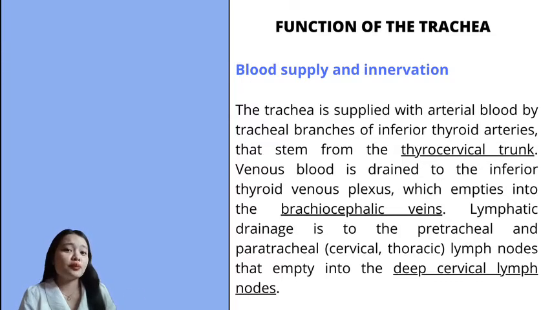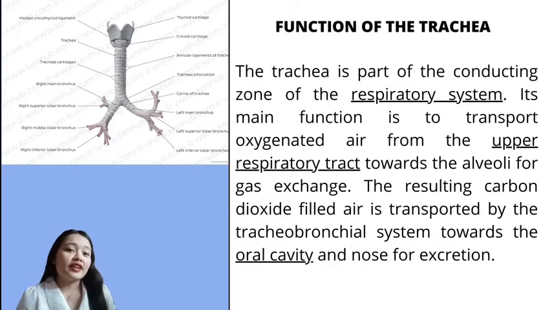So the trachea is supplied with arterial blood by tracheal branches of inferior thyroid arteries that stem from the thyrocervical trunk. Venous blood is drained to the inferior thyroid venous plexus, which empties into the brachiocephalic veins. The lymphatic drainage is to the pretracheal and paratracheal or cervical or thoracic lymph nodes that empty into the deep cervical lymph nodes.